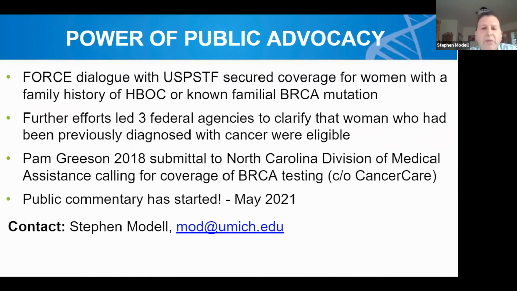FORCE has been very instrumental in securing coverage of women with a positive family history of HBOC who have an identified mutation within the family. And further efforts by the advocacy organization FORCE led to a clarification by 3 federal health agencies that women with a past history of cancer are also eligible. What we find is similar movements for BRCA testing in North Carolina.